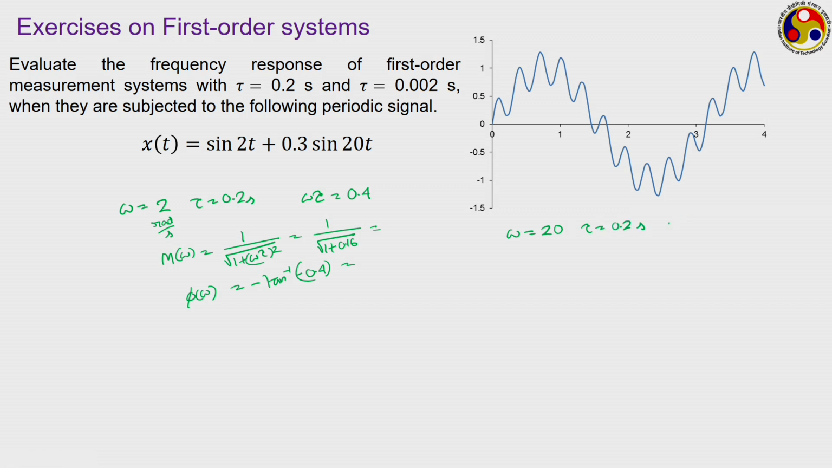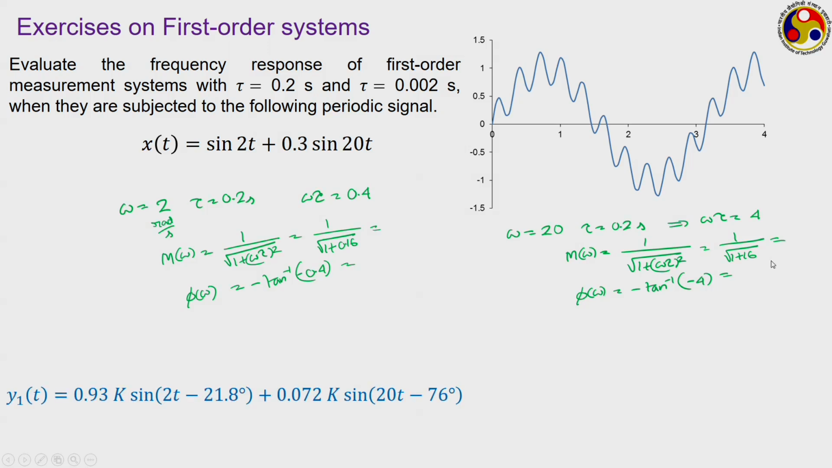Similarly, with the next one, where omega is equal to 20 and tau remains the same at 0.2 second, we have omega tau equal to 4. Accordingly, M omega for the second component is 1 by root over 1 plus omega tau whole square, that is 1 by root over 1 plus 16. So we will be getting some number, and phi omega will be equal to minus tan inverse of 4. Again some number will be coming out from this. If we calculate all these numbers, we will get the final value.